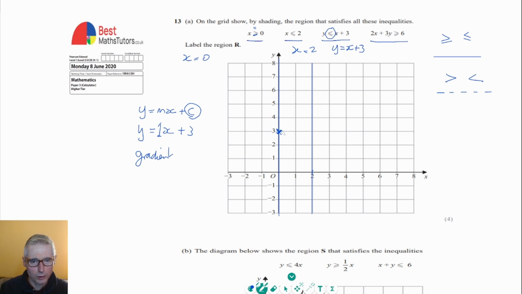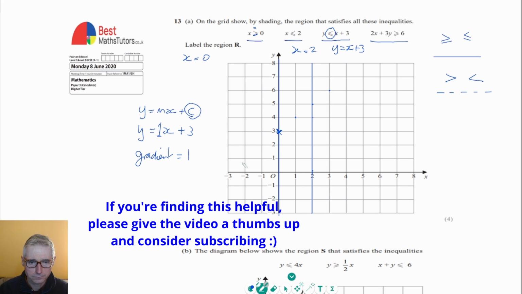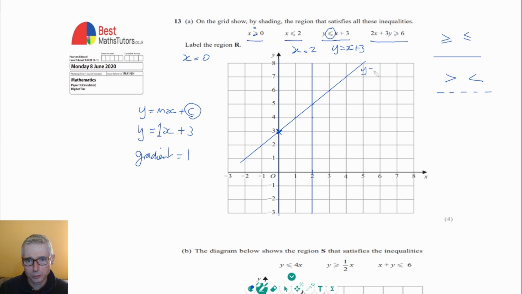That means for every one across we can go up by 1, and then across by another one, up by 1, across by 1, up by 1. So that's the equivalent of having a gradient equal to 1. I'm going to draw a line through those points as well. There we go. So that's our line y equals x plus 3. I should just label these actually. This is x equals 2 and this one is x equals 0.